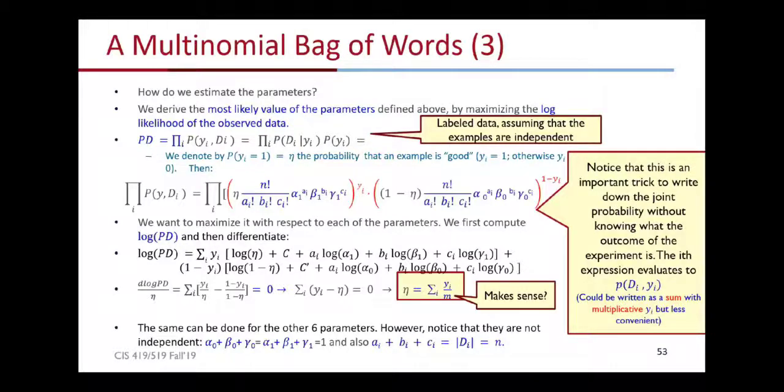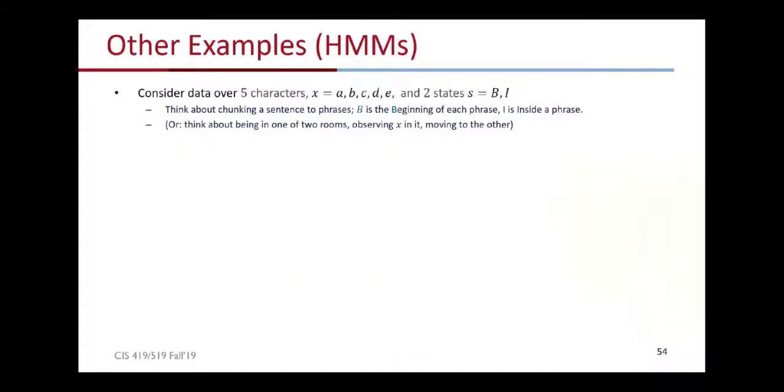I want to introduce another model that I will not solve completely, but it would be good for you to understand what it means. And this is a hidden Markov model, or HMM. So what is a hidden Markov model? Let's think about it in the following way. We have data that consists of 5 characters, A, B, C, D, E, and we have states. In this case, I'm going to have 2 states, B and I. So we can think about it in the following example.